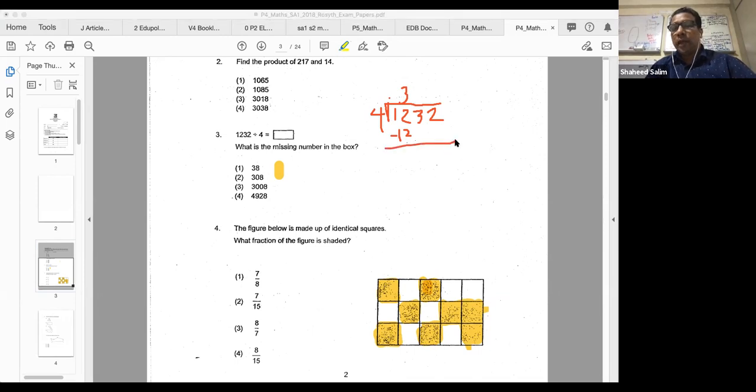Okay. Sorry, I need to go bring. Then you bring down this 3. You bring down the 3. Can 3 divided by 4? Cannot. Must put a 0. Then you bring down another one, which is 2. 32 can get 8 lah.